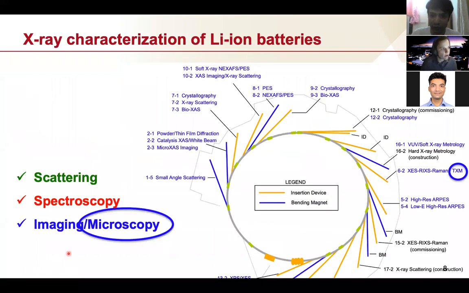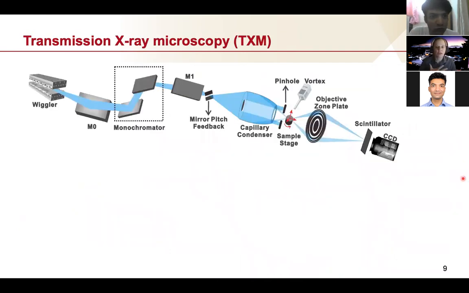So today, though, we're going to focus on microscopy. Specifically, beamline 6.2, the transmission X-ray microscope, or TXM. I call it a microscope because it does have optics. This is what it looks like in schematic form. It's very similar to a TEM, a transmission electron microscope, and that's why we named it TXM, because of the similarities. But because we have X-rays, we can actually penetrate much deeper into samples than you would with an electron.